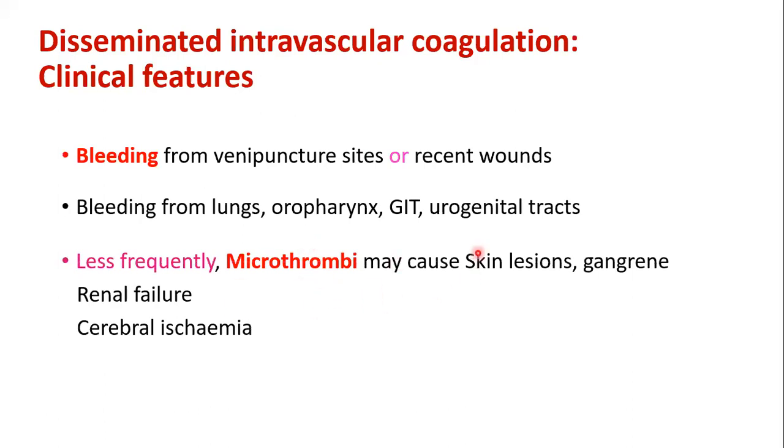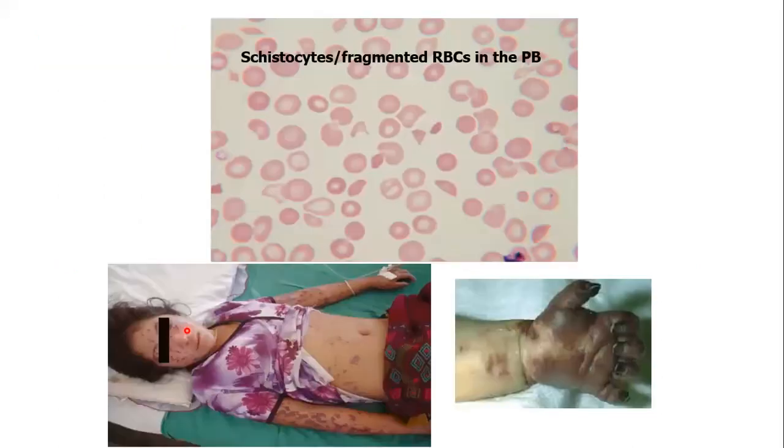Less frequently, microthrombi may cause skin lesions, gangrene, or renal failure because of stoppage of blood supply. It may end up in cerebral ischemia also. Hemiparesis and paralysis can happen. Very interestingly, you can see fragmented RBCs; DIC is one of the causes of hemolytic anemias. They may have microthrombi leading to necrosis of the peripheral tissues. This is necrodactyly, with bleeding tendencies.